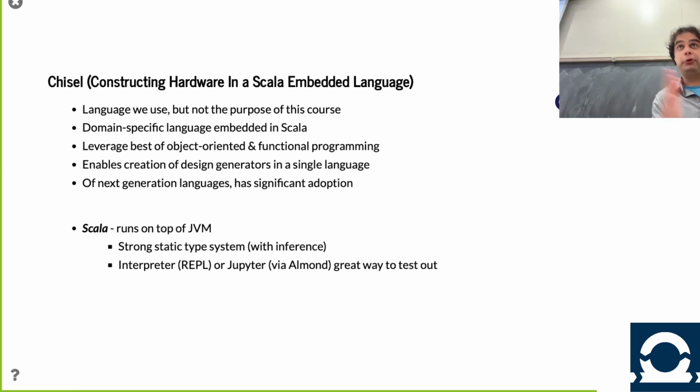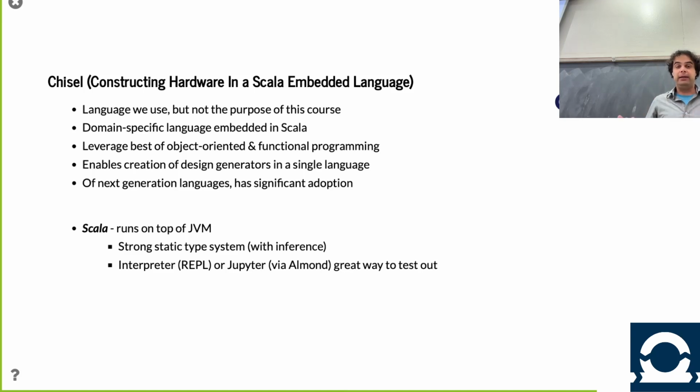So how are we doing this in this course? We're using a language called Chisel. Chisel here is written as a normal word, but it's actually an acronym standing for Constructing Hardware in a Scala Embedded Language. So we use this language extensively in this course. I want to emphasize the purpose of this course is not so much learning Chisel as it is learning hardware design, right? In particular, agile hardware design. Chisel happens to be a great vehicle for that.